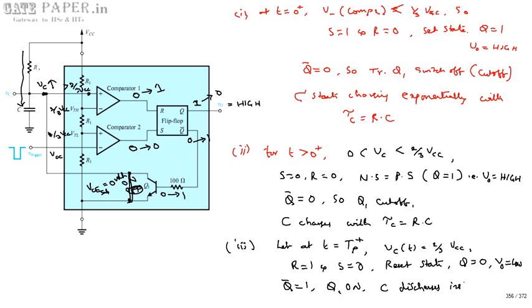The capacitor discharges instantaneously. Since the capacitor is now connected to ground, it discharges instantaneously. So again the voltage across the capacitor is now 0. So this is what we study at t equal to Tp. Remember it, at t equal to Tp.